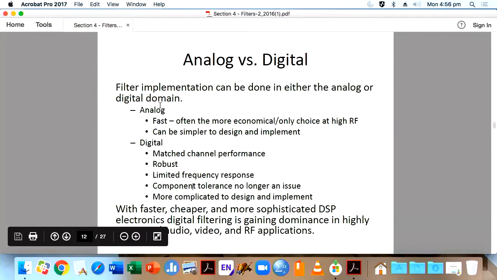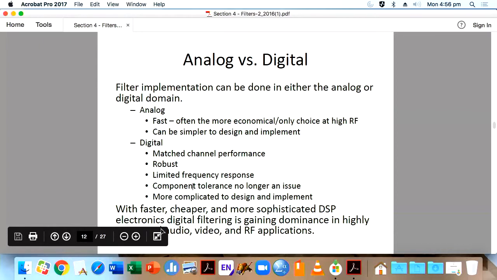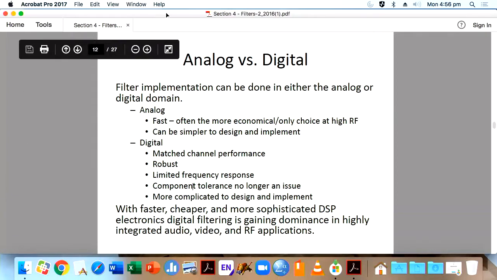When you have an analog design, which one will you choose? If the component tolerance is an issue, maybe you should go digital, because that is your first priority. You don't care about the bandwidth, you don't care about speed, but the component tolerance is an issue, you should go for the digital. If speed is an issue, you should go for the analog. If price is the factor, you should go for analog. Digital filters are more complicated to design and implement, but analog ones are very easy.